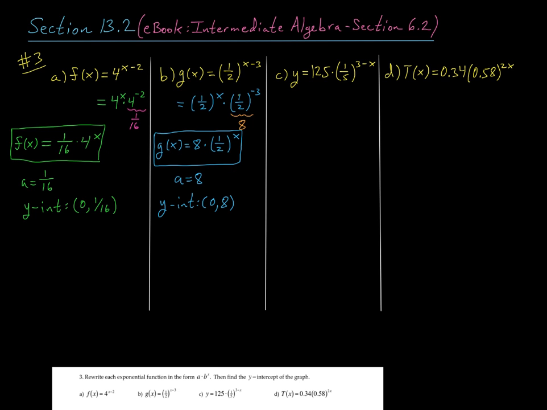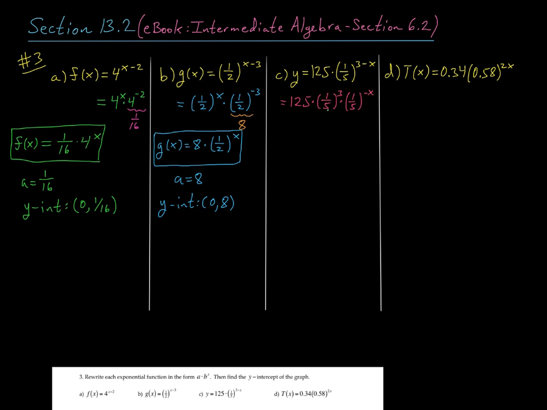All right. For part C, y equals 125 times 1/5 to the 3 minus x. Okay, so let's start out the same way. 125 times 1/5 to the third times 1/5 to the negative x.